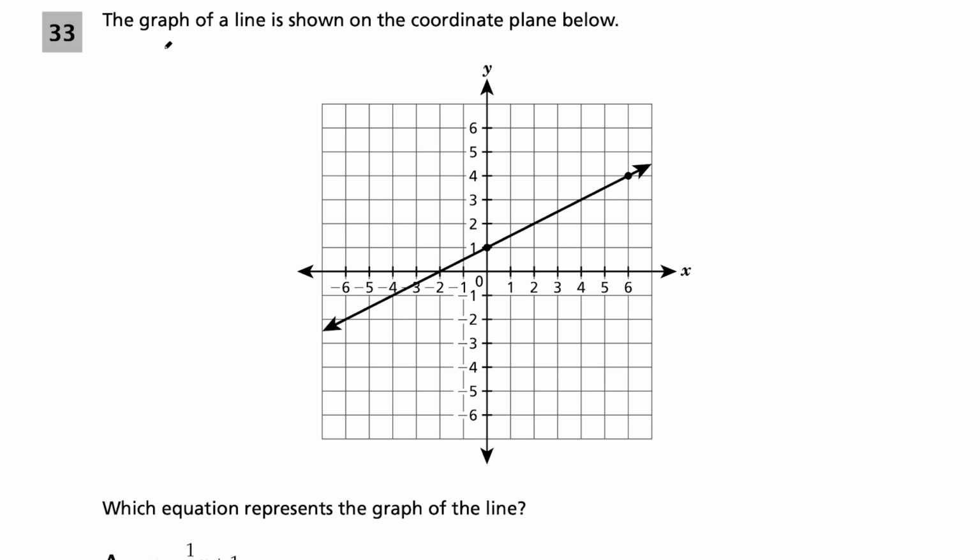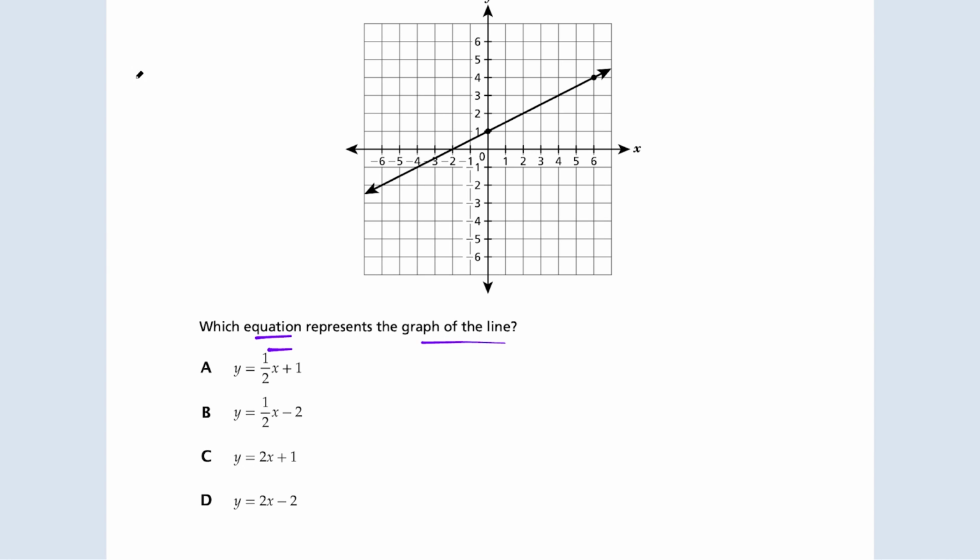So question 33: the graph of a line is shown on the coordinate plane below, and we want to know which equation represents the graph of the line. This formula is very useful: y equals mx plus b. Just know that m represents the slope and b represents the y-intercept. When you're given the graph of a line, the way I like to find slope is to look for the rise over the run.